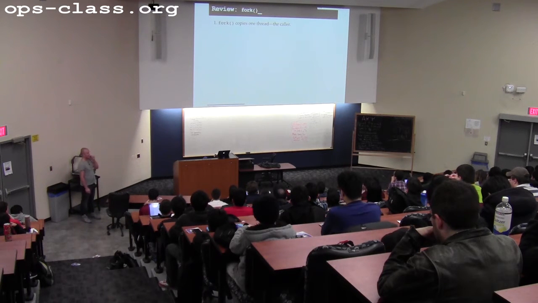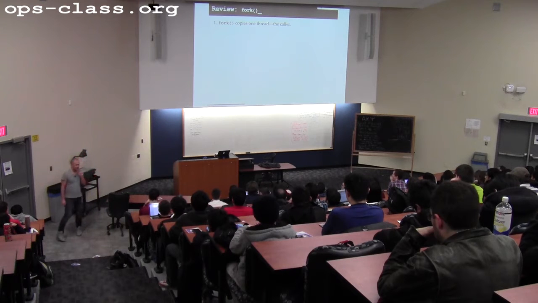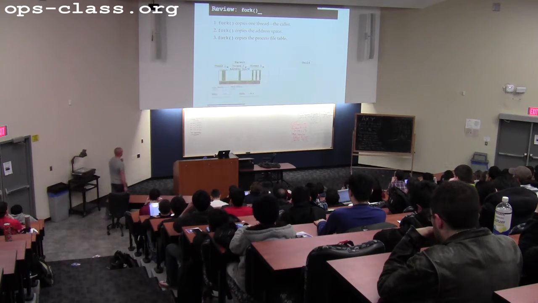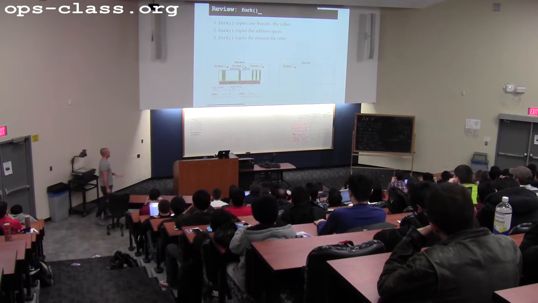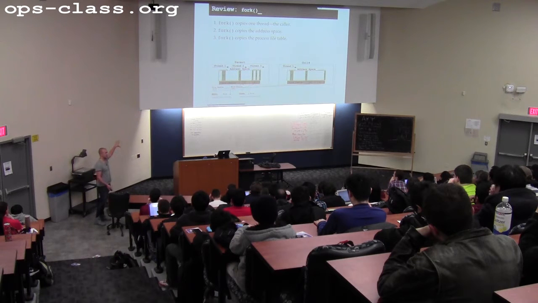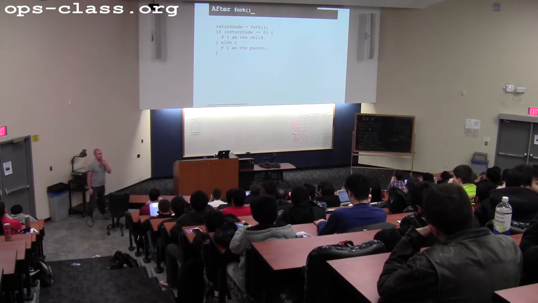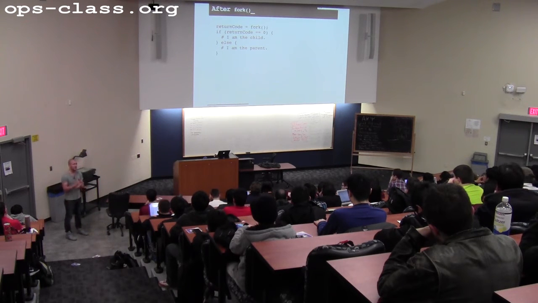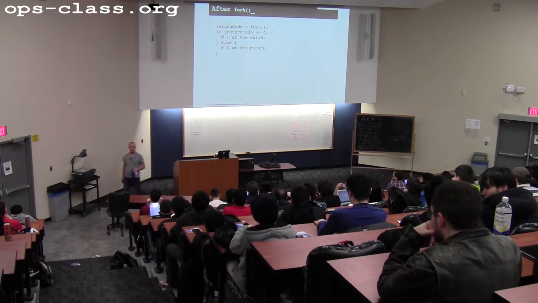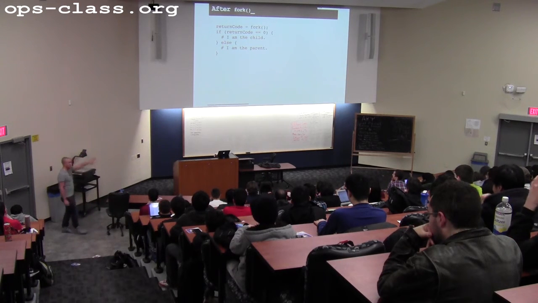Remember that fork copies the calling thread by default, the address space, and the process file table. So after fork, my child has whatever thread called fork, an identical address space to the parent, and an identical file table. That means the file table points at the same file handles that the parent had open when it called fork. Fork returns twice. It returns zero once. What's the other thing it returns? The process ID of the process that was just created. That's what's returned to the parent.